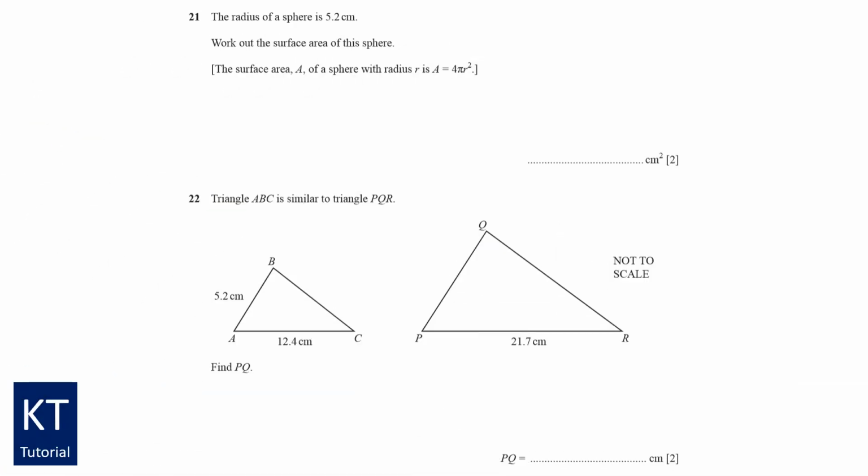Question 21. The radius of a sphere is 5.2 centimeters. Work out the surface area of this sphere. By applying the formula, it comes to 340 centimeters squared. Question 22. Triangle ABC is similar to triangle PQR. Find PQ. PQ with respect to AB will be scaled by the factor of PR to AC, this being 9.1 cm.